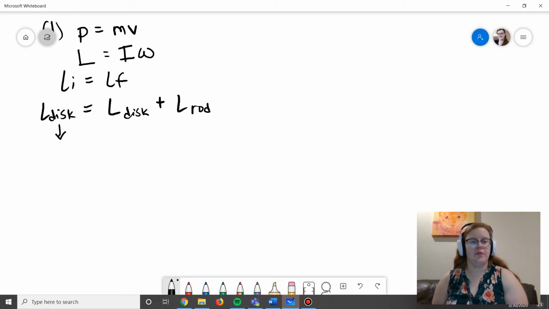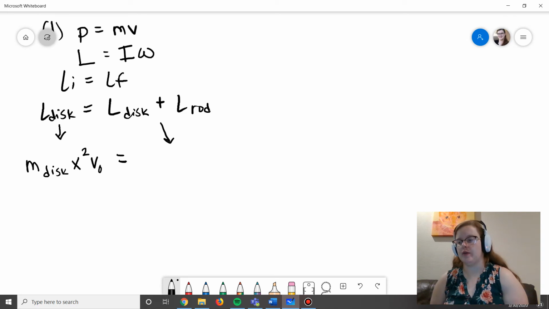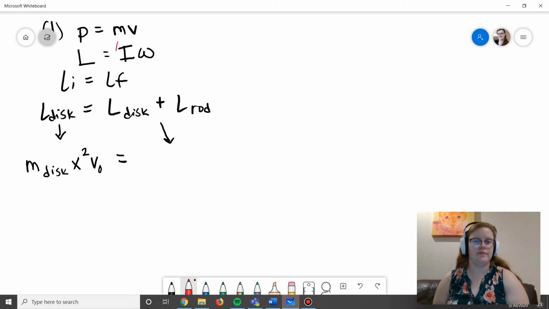So here we go. We know that the angular momentum of the disk was given to us, and it's given as m disk times x squared v naught. And here, what we're going to want to do is plug in our variables that we know. Okay. So we know that this whole thing is going to be equal to I omega.